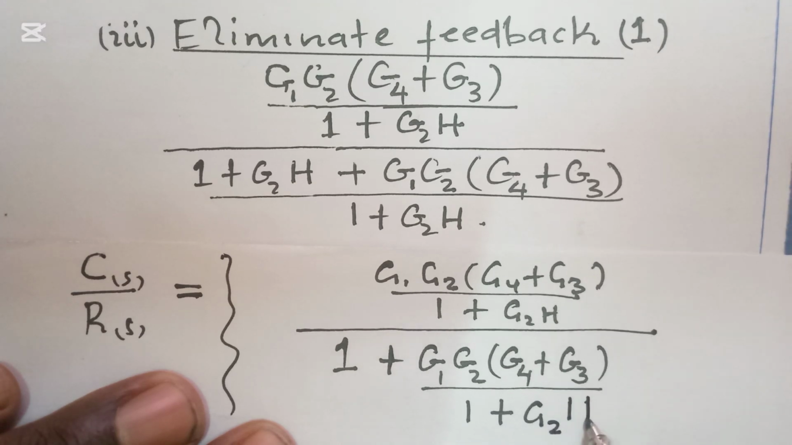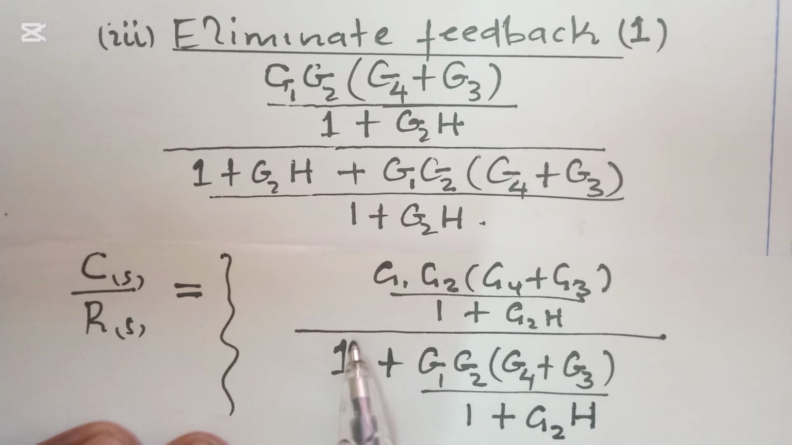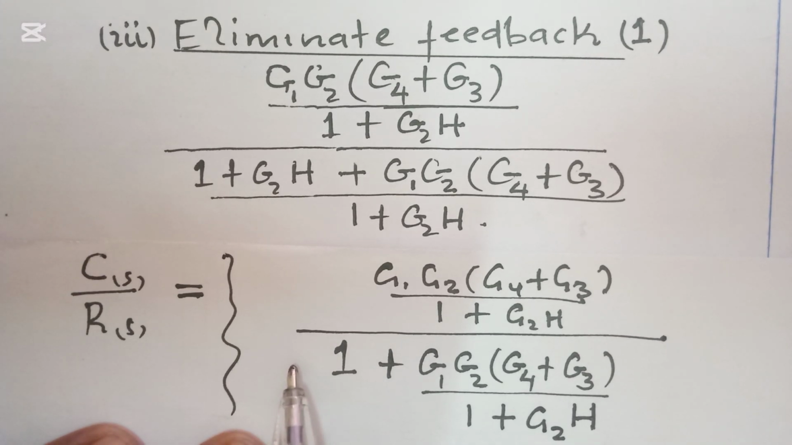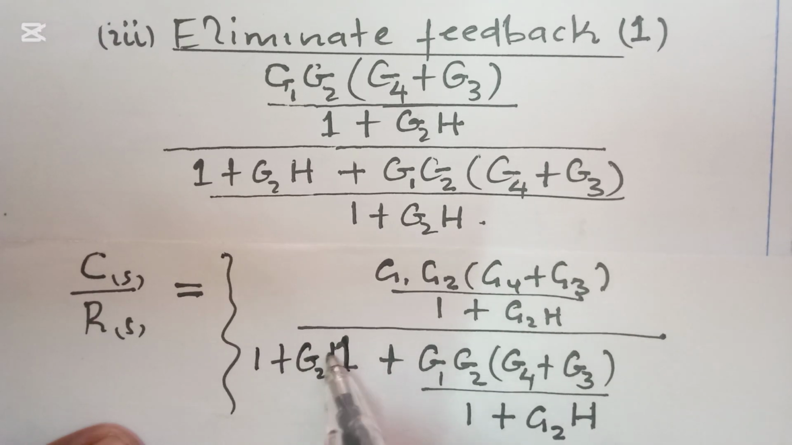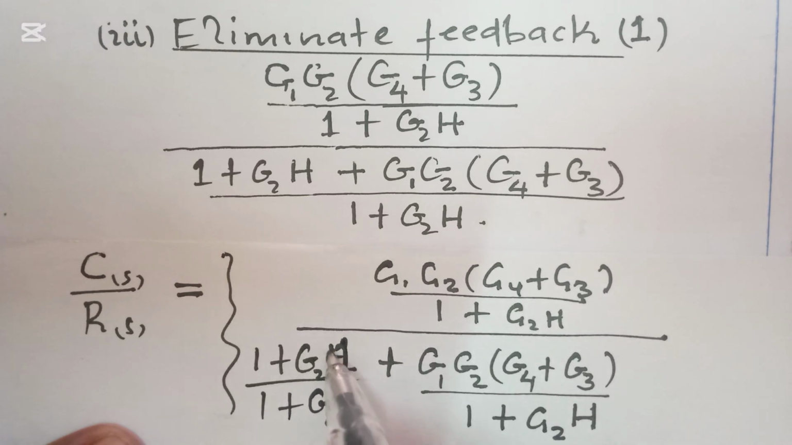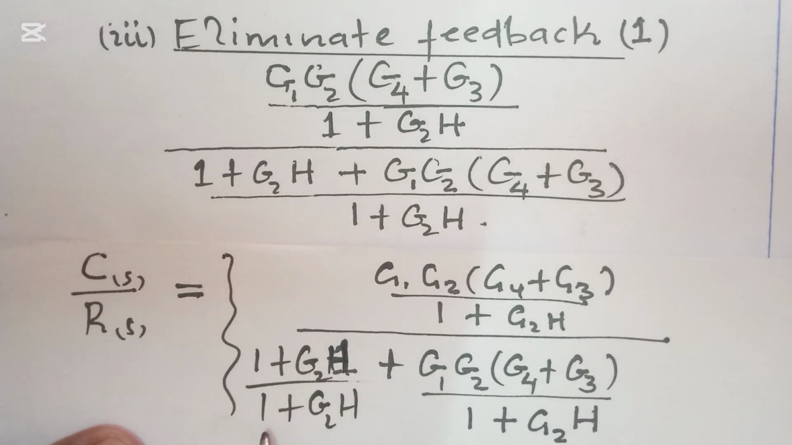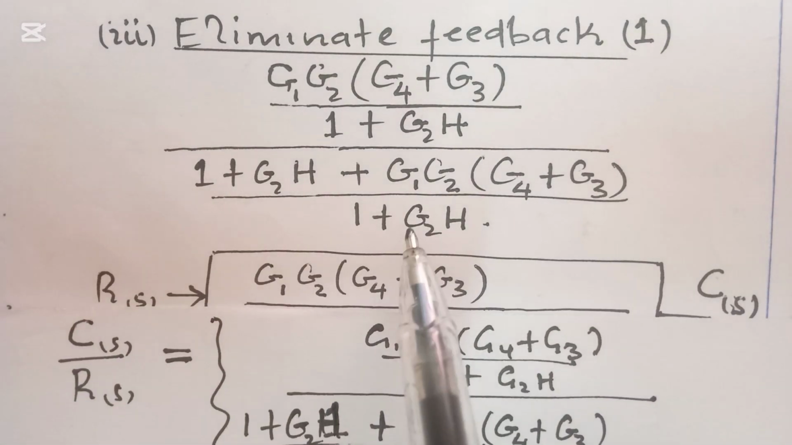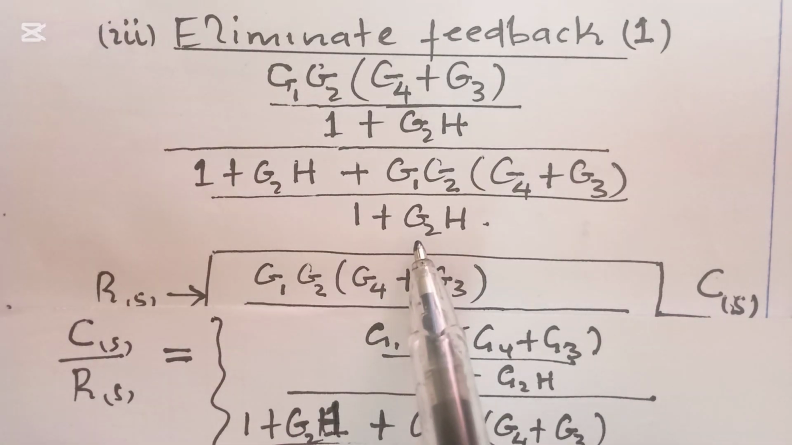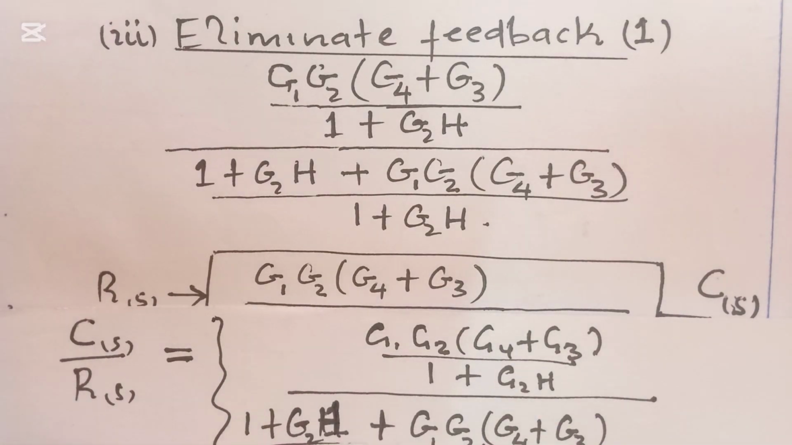Now guys, this 1 can be written in the form of 1 plus G2H all over 1 plus G2H. Therefore they now have the same denominator. Instead of writing both of these, you just write one, as I have written here. So guys, I hope you don't get confused by that.